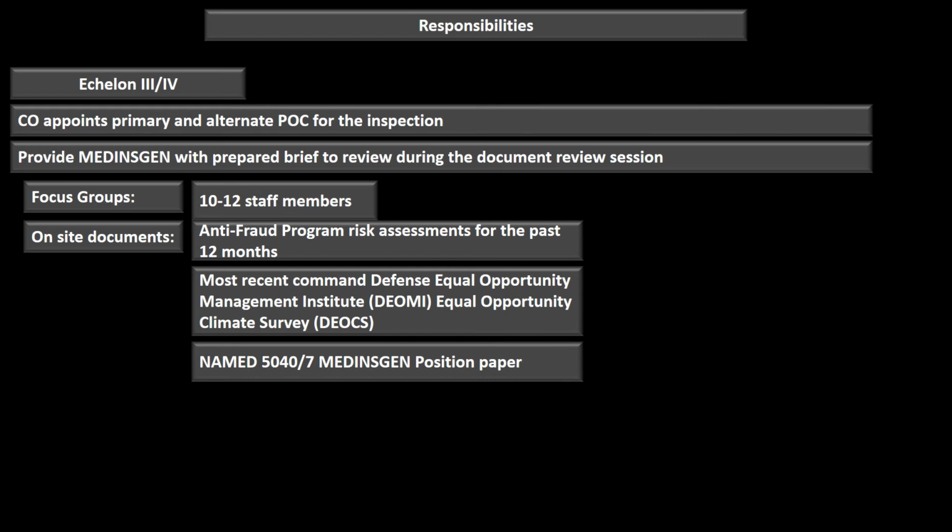And then they have to provide the NAVMED 5040/7, which is a Med Inspector General position paper. So these are all the documents they have to provide when the MEDIG gets there to do the inspection, and they have that command brief.